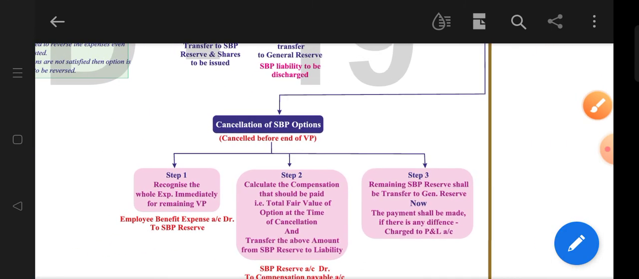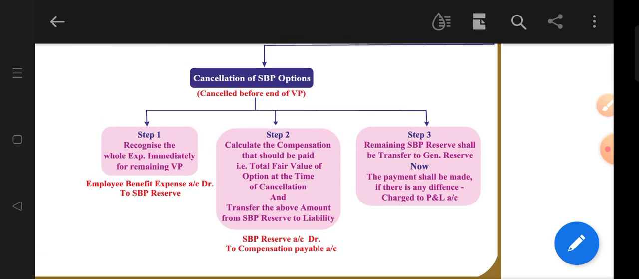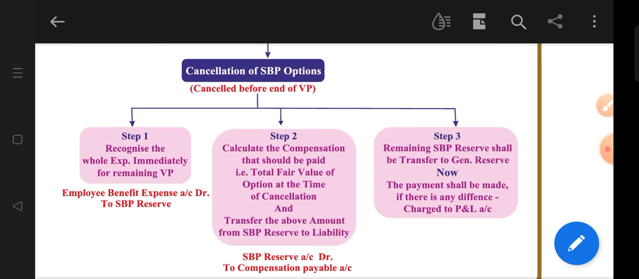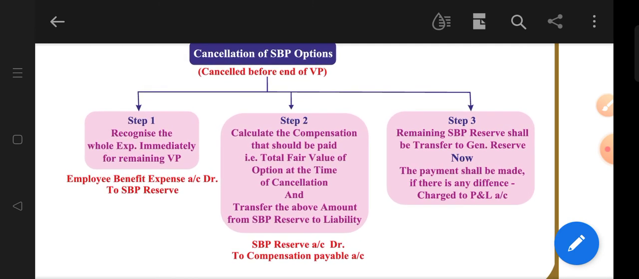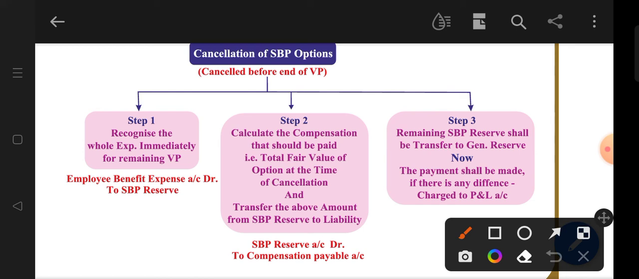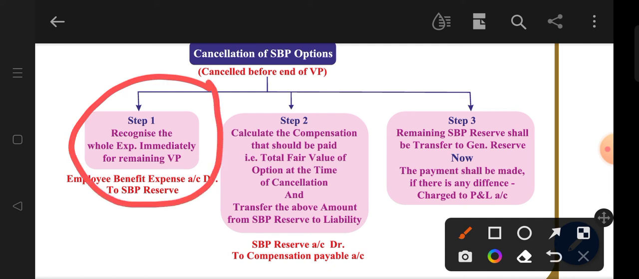Next, cancellation of the share based payment options. If it is cancelled before the end of the vesting period, that is, they have cancelled the options before the vesting period ends, then what do we do? Step 1 is to recognize the whole expenses immediately for the remaining vesting period. Whatever balance amount is there, we treat it fully as expenses if they cancel the share based payments.